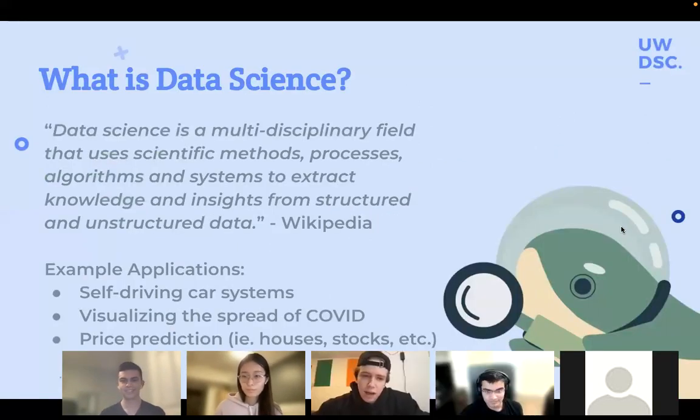I'll take it from here. Before we introduce the execs, we wanted to give a brief definition of what data science is for any newcomers to the field. This definition is from Wikipedia, but it's pretty comprehensive. Data science is a multidisciplinary field that uses scientific methods, processes, algorithms, and systems to extract knowledge and insights from structured and unstructured data. As the name implies, data science is focused on data and the methods used to extract insights. Some example applications include self-driving car systems, visualizing the spread of COVID, and price prediction. There are many more applications, but those are three broad areas where data science is applied.